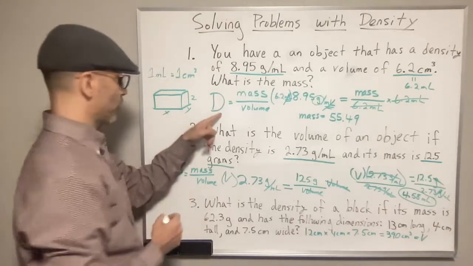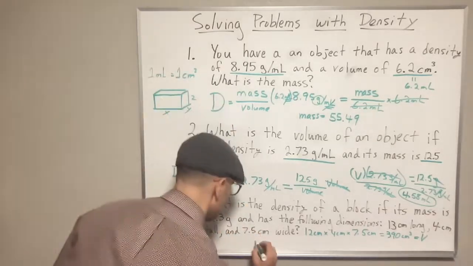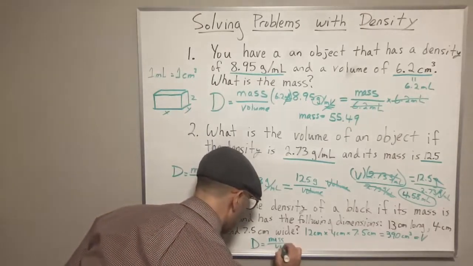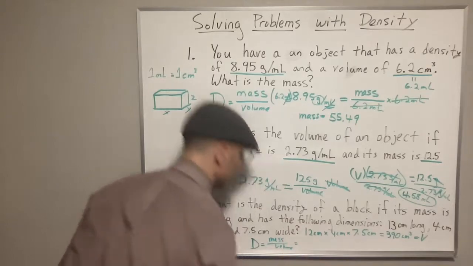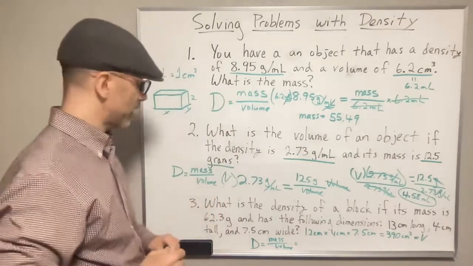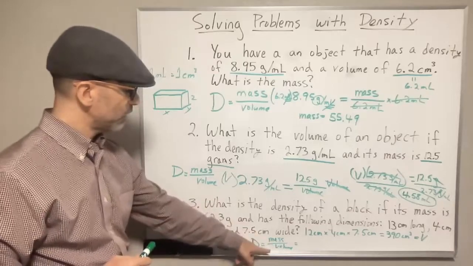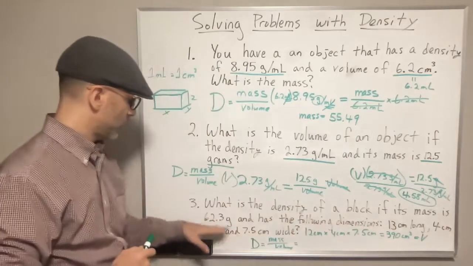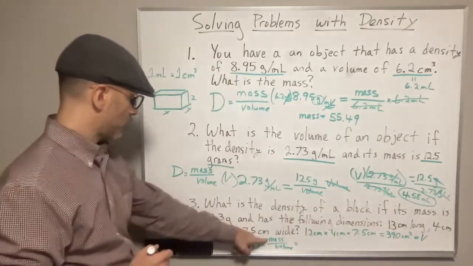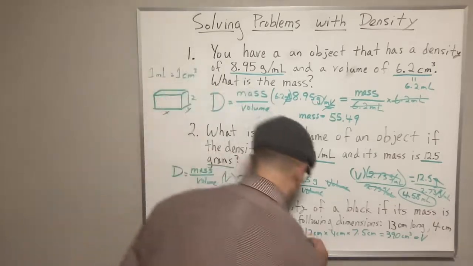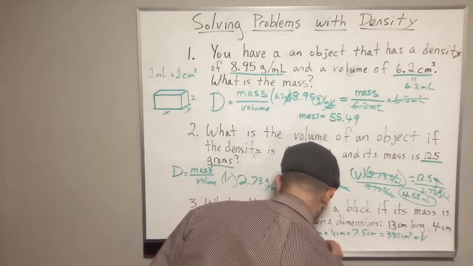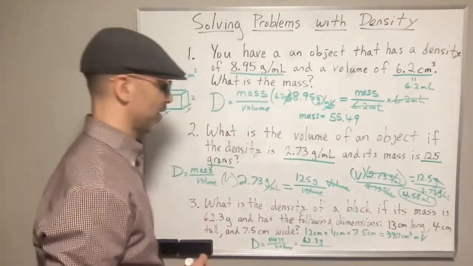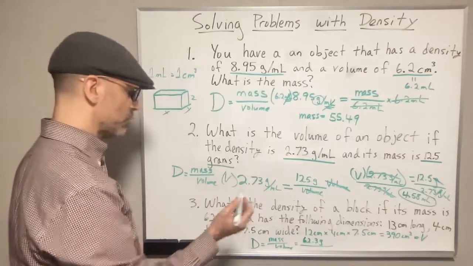Again, our density is mass over volume. So density is equal to mass over volume, and now all we need to do is plug these two values into our equation. We'll put the mass on top, 62.3 grams, and then we'll put 390 centimeters cubed on the bottom.